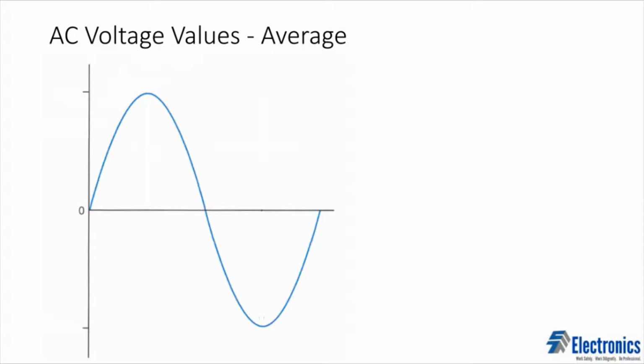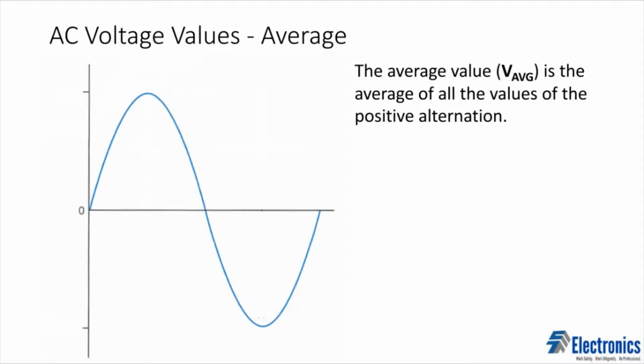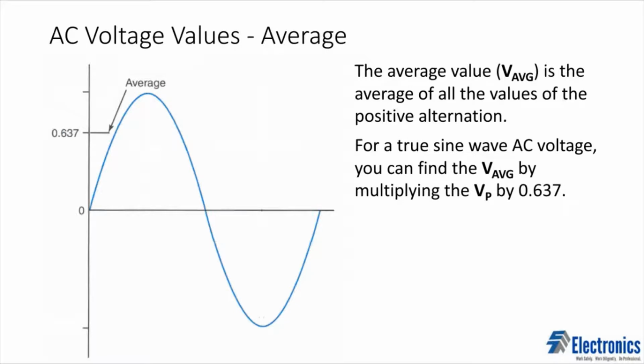Okay, so now we're going to talk about average voltage. The average voltage is the average of all the values of the positive alternation. This was already figured out for you in advance using some calculus and stuff like that, which we're not going to go over right now. But the value that you need to know is 0.637.